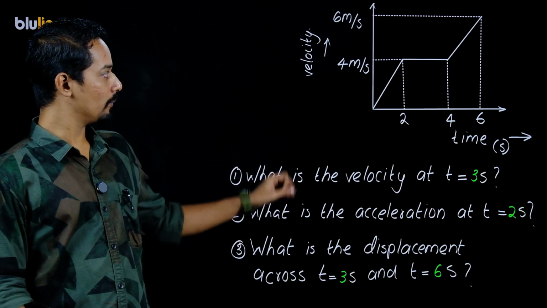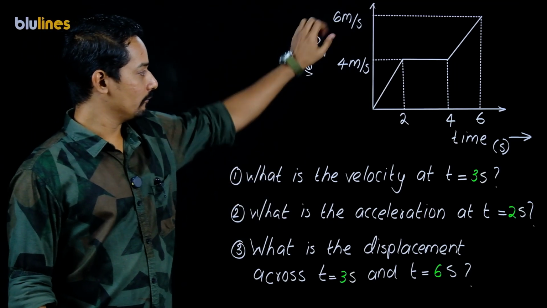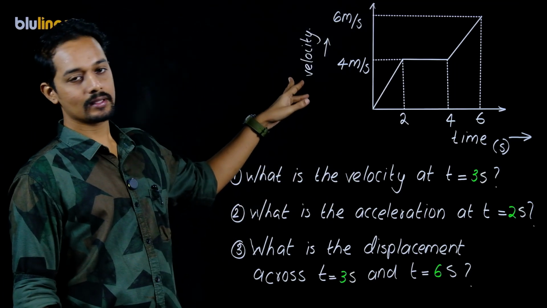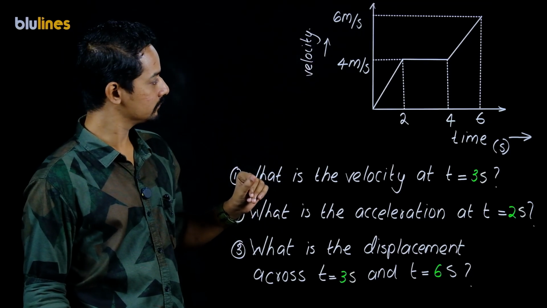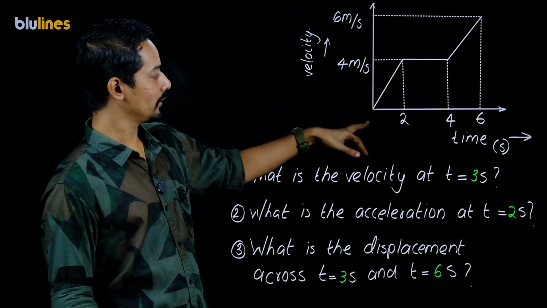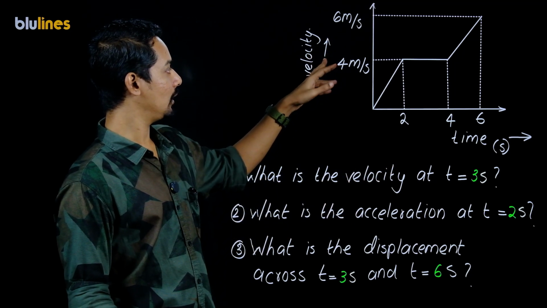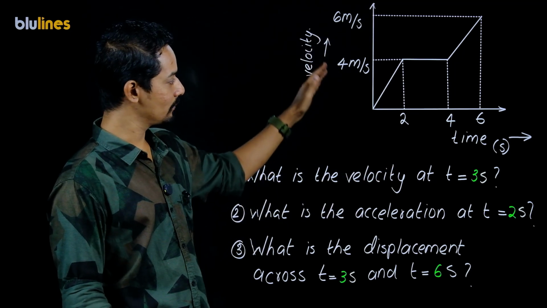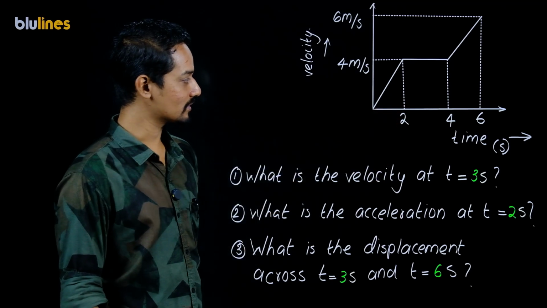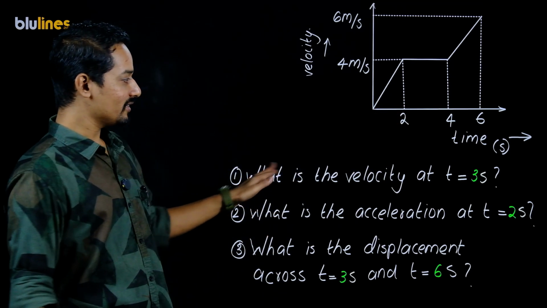Here we are having a problem. A graph is given to you. So it is a velocity time graph. It is marked along the x-axis with seconds, and the unit on the y-axis is meter per second: 6 meter per second, 4 meter per second, 2, and 4, 6. Okay. Now, what is the velocity?